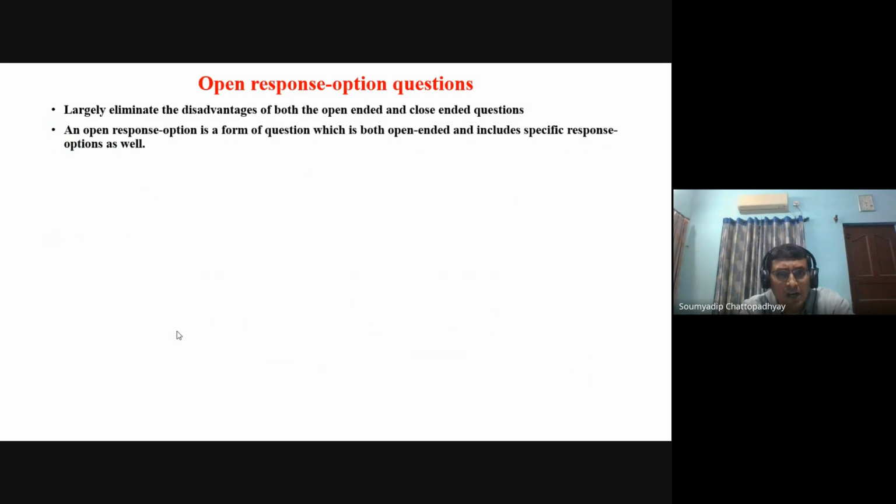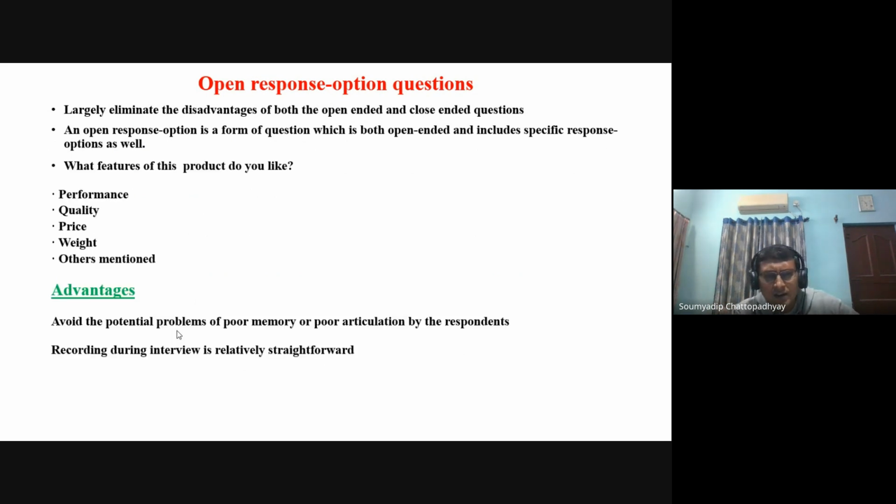are very much related. Apart from that, there are many cases which are also known as open response option questions. This is basically a combination of close-ended and open-ended questions, and since it is a combination, it largely eliminates the disadvantages of both the open-ended and close-ended questions. An open response option is a form of question which is both open-ended and includes specific response options as well. This is another specific example.